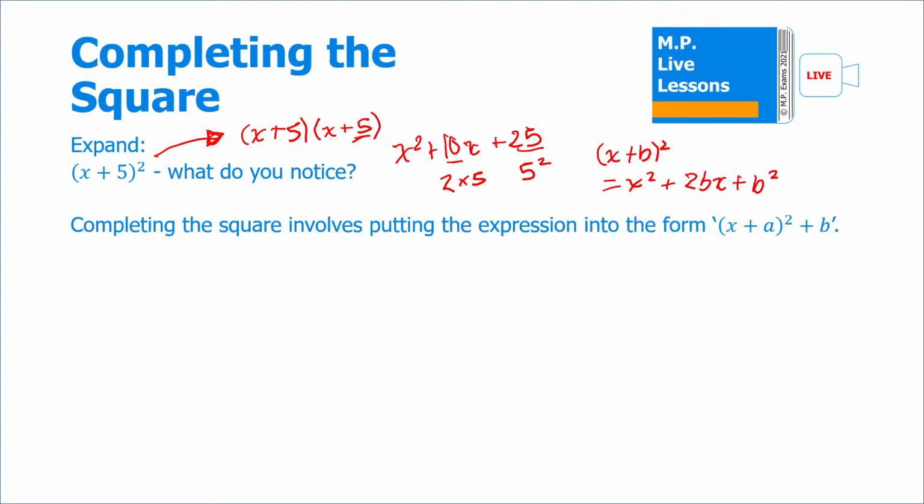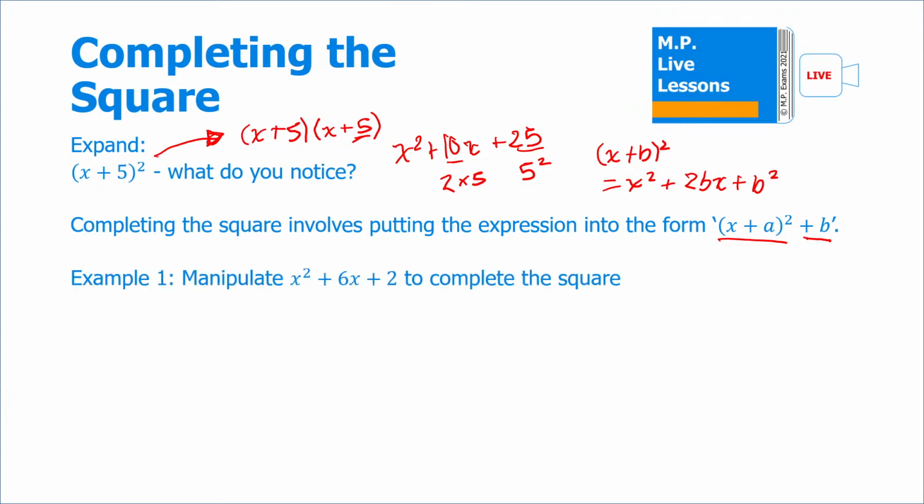Now, completing the square involves putting an expression, a quadratic one, into a similar form, so you'll have x plus something in a bracket, and then you'll have some number or constant at the end. For example, we'll try and manipulate this to complete the square. You'll usually be given something with nothing before x squared to make it easy.